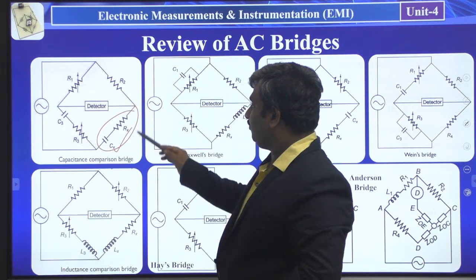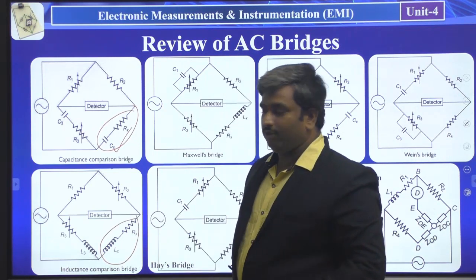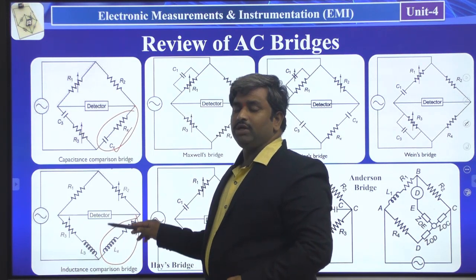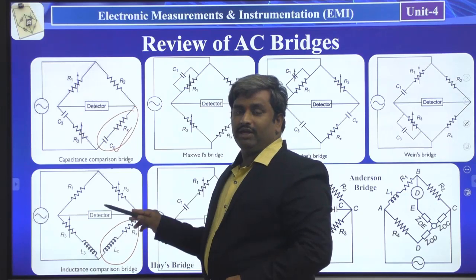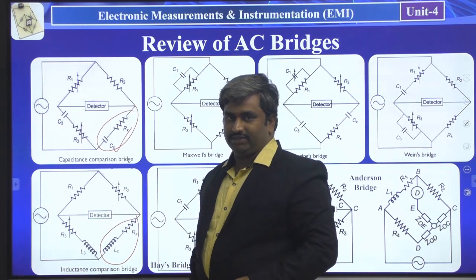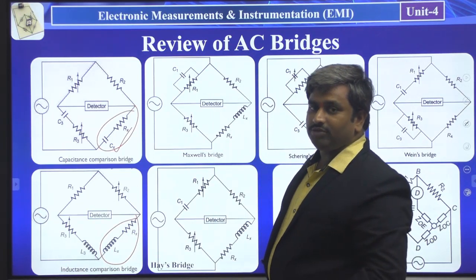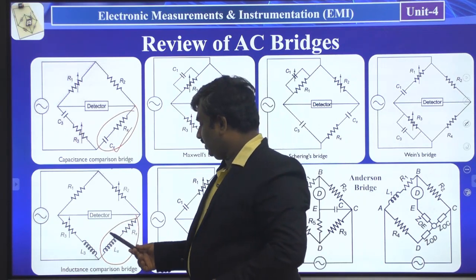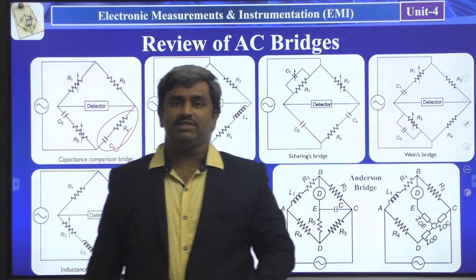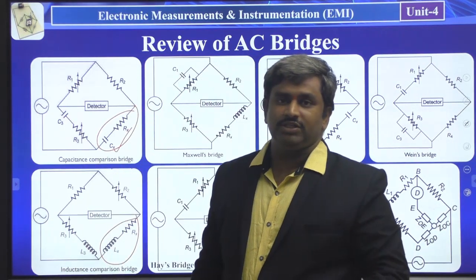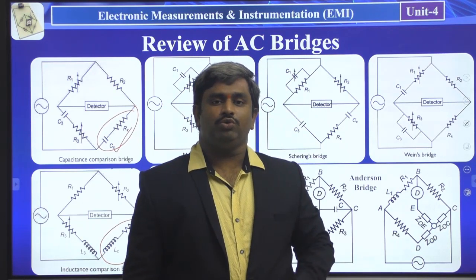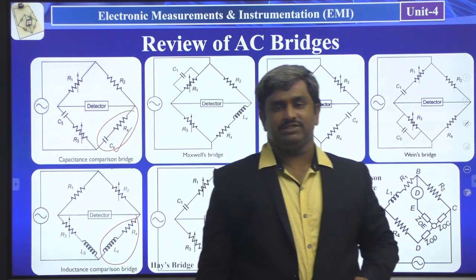In the same way, the inductance comparison bridge is also available. In the inductance comparison bridge, at the fourth arm, we have some unknown inductance value. That inductance value we have measured with the help of remaining all 3 known values of these components. In the remaining arms, all the component values we know at the starting only. So we don't know the fourth arm component values. So this is about capacitance and inductance comparison bridge. These 2 bridges are the basic AC bridges. These 2 AC bridges are used for finding the unknown inductance and capacitance parameters.